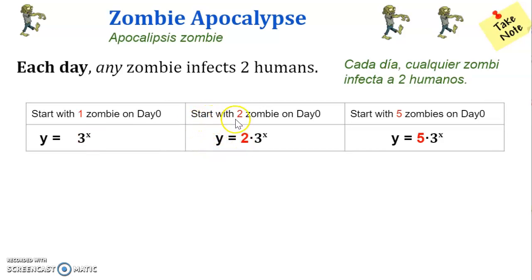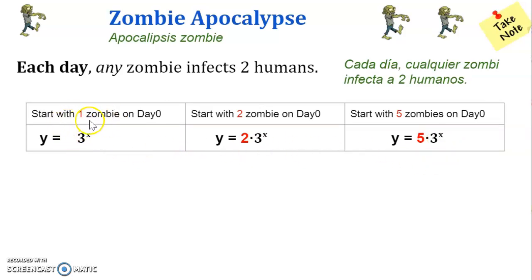And when we started with 2 zombies on day 0, the rule for this situation was y is equal to 2 times 3 to the power of x. X represents the number of days and y represents the number of zombies. And when we started with 5 zombies on day 0, y is equal to 5 times 3 to the power of x. Okay, so from this, what can we conclude?